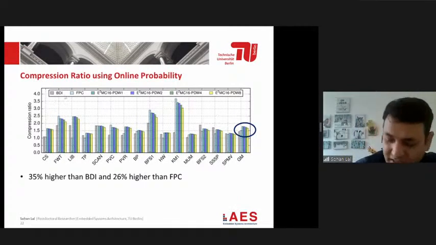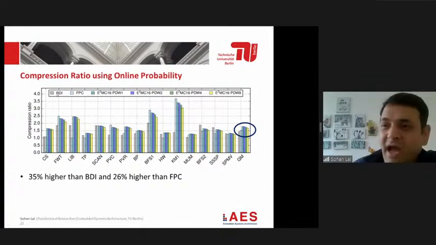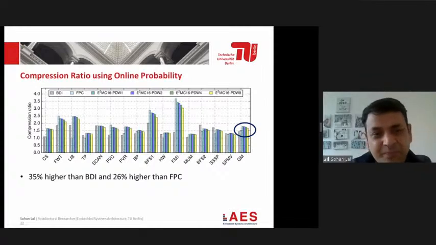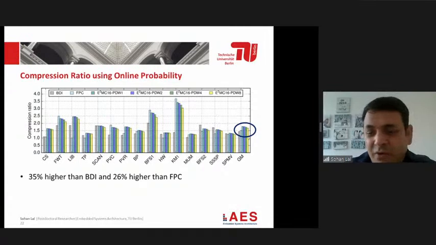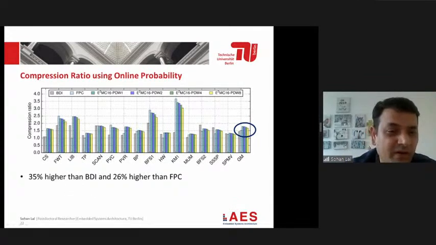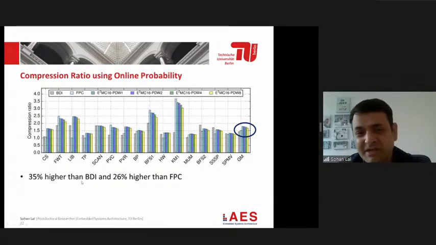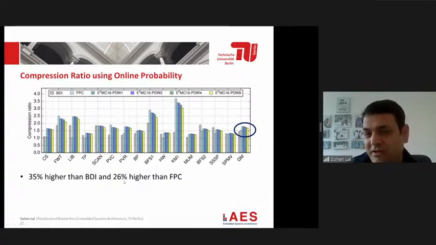Let's look at some of the results that we got by using online probability estimation. This figure shows the compression ratio for BDI. BDI is a base delta immediate compression technique, one of the state of the art compression techniques. FPC is a frequent pattern compression technique. They are very simple, but if you look at, let's say, averages only, then E2MC, the entropy encoding based memory compression technique, can provide us 35% higher compression ratio than BDI and 26% than the frequent pattern compression.